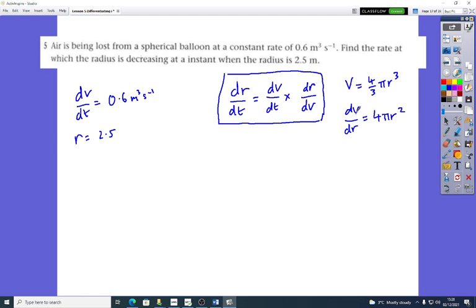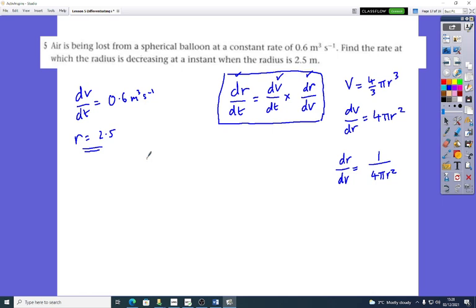So what can I do here? I've got dV/dr, but I want dr/dV. What can I do? I showed you a trick earlier on. What can we do easy to find that? Yeah, reciprocal. We just get the reciprocal of this. So dr/dV is just 1/(4 pi r squared). So now we've got that, and we should be able to find this. Okay, and we know that we want to find it at that point.